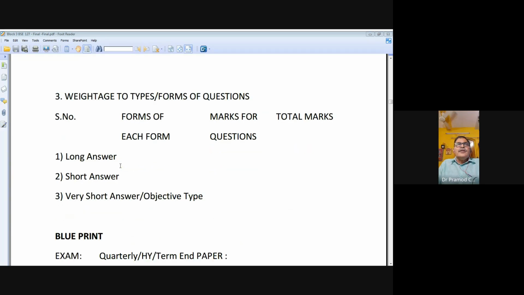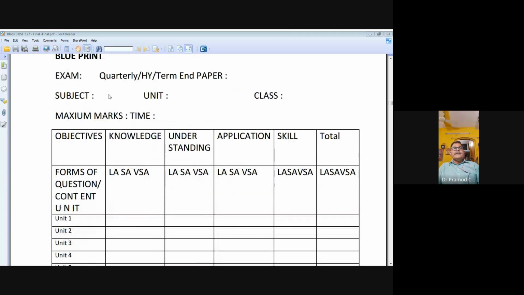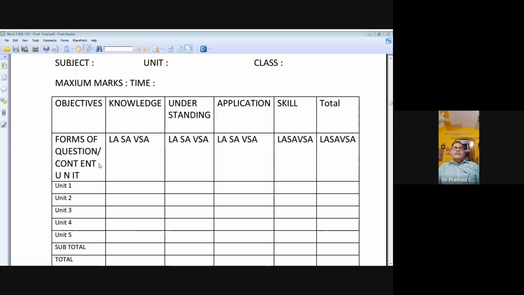Then here you can see that weightage should be given to the type of questions. That means how many long questions you will put, how many short answer questions, then very short answer type or objective type questions. Regarding the blueprint, this is very important because in this blueprint the objectives are there. Objectives are knowledge, understanding, application and skills.